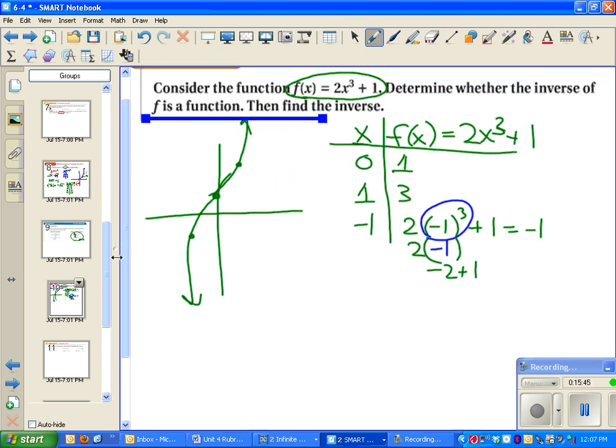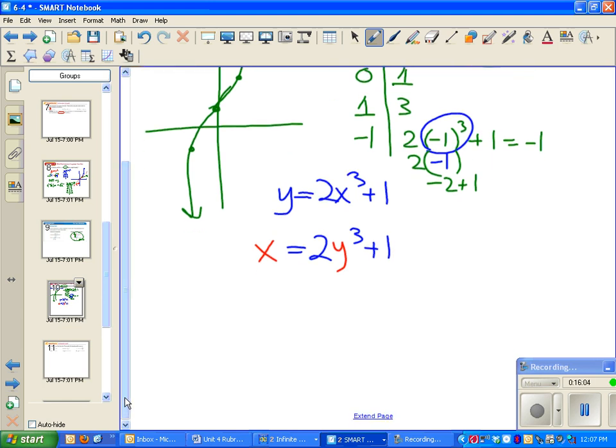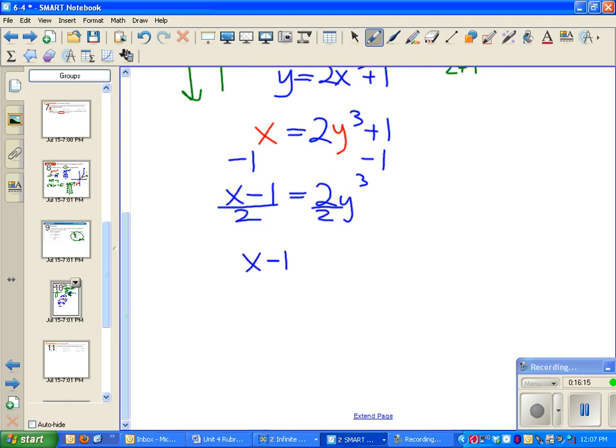Our original function was, if I change f of x into y, y equals 2x cubed plus 1. So I'm going to switch x and y. And so now I have x equals 2y cubed plus 1. And then we're going to solve for y again to find the inverse. So we subtract 1. We get x minus 1 equals 2y cubed. And then divide everything by 2. So I have x minus 1 over 2 equals y cubed. And then we're going to cube root both sides, because a cube root will undo a cube.